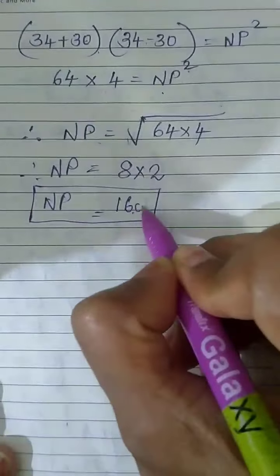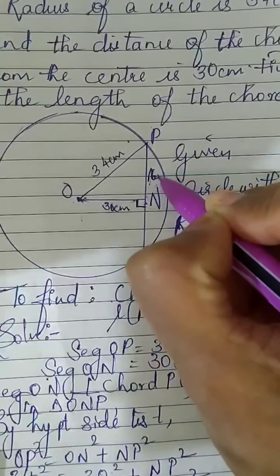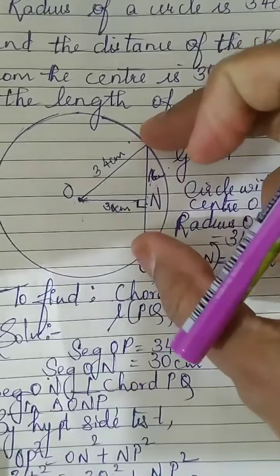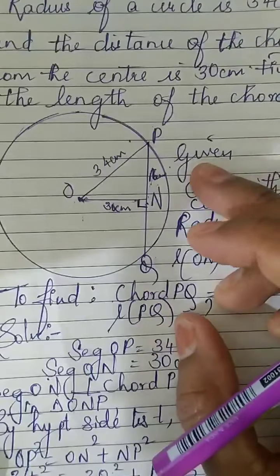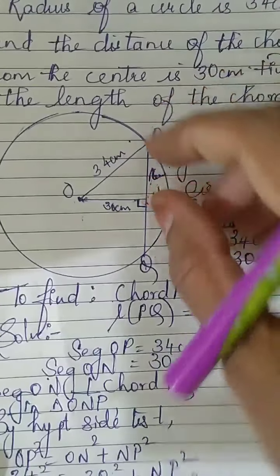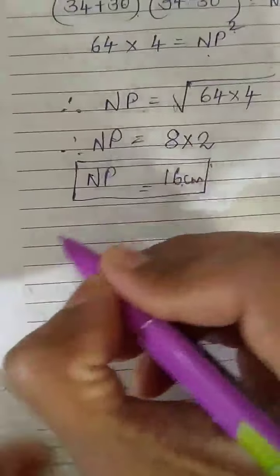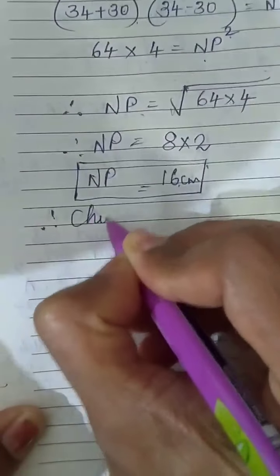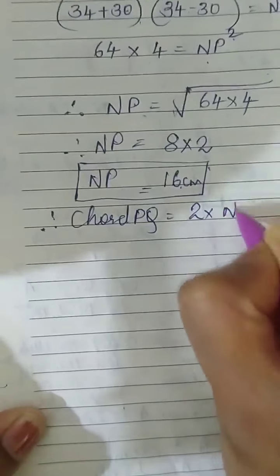What was NP? NP is this much. So if this much NP is 16 centimeter, how much will be PQ, the whole chord? It will be 16 plus 16, 32. But that we have to write. Okay. So I'll write NP is equal to 16 centimeter. Therefore, chord PQ is equal to 2 into NP.